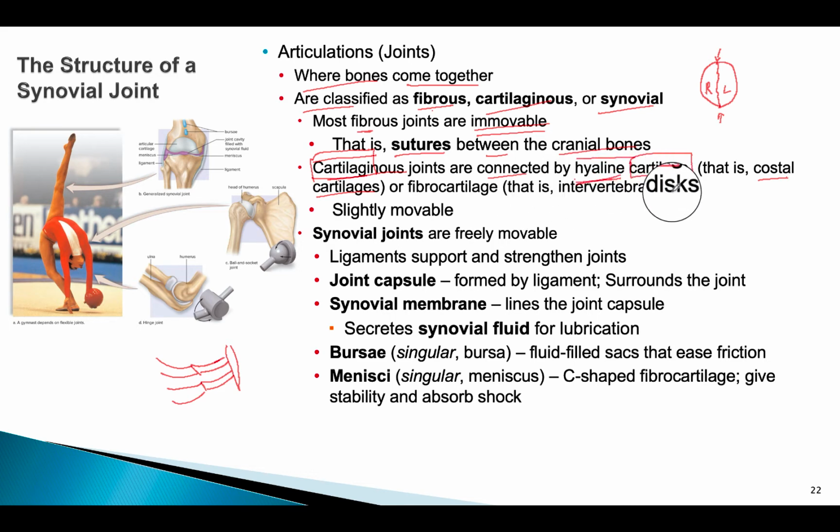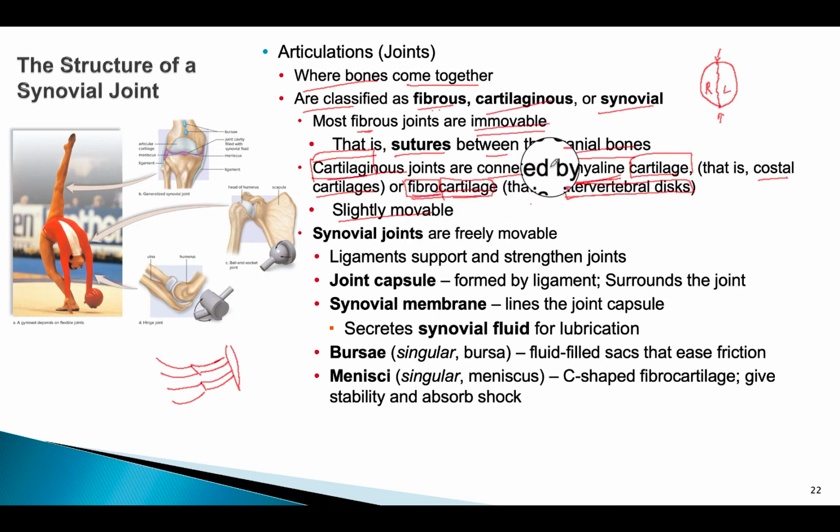So that is your cartilaginous joints, and then the other one over here is your fibrocartilage. Think of this as a type of cartilaginous joint. This is an example here, fibrocartilage. Again, this is another type of cartilage that is going to be connecting two bones, and this is found in your intervertebral discs. Oftentimes, these become slightly movable. Okay, so that is the different classification of joints.